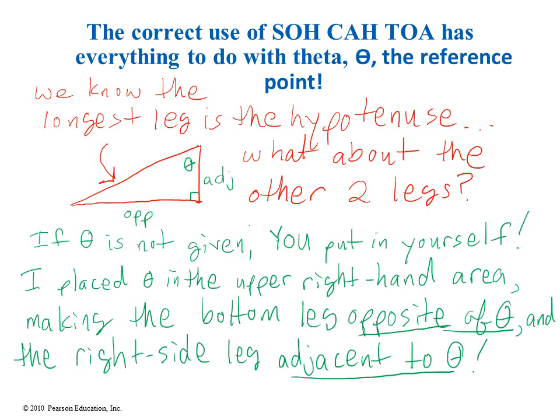So this is an example of where theta is not given to you, and I just picked where I wanted to put it, upper right hand corner right here, and so that makes this the opposite leg and the adjacent leg. I had to put it myself, and many times you're going to have to put it in yourself too. So you just look at what you're given and then see where you can go.